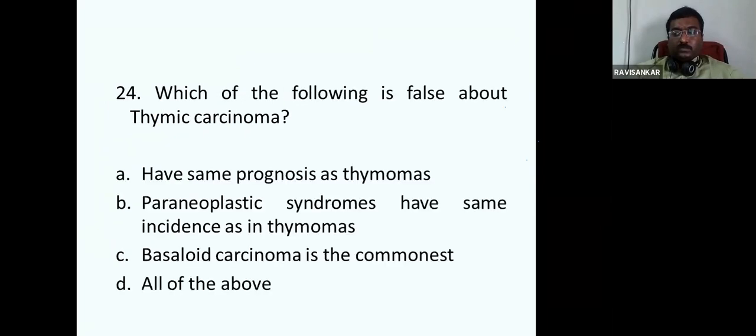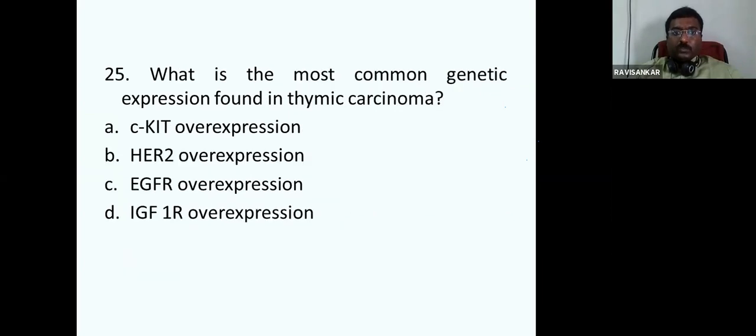Now you have to understand the difference between thymoma and thymic carcinoma. Okay. Which of the following is false about thymic carcinoma? Have same prognosis as thymomas. Paraneoplastic syndromes have same incidence as in thymomas. Basaloid carcinoma is the commonest. All of the above. What is the most common genetic expression found in thymic carcinoma?